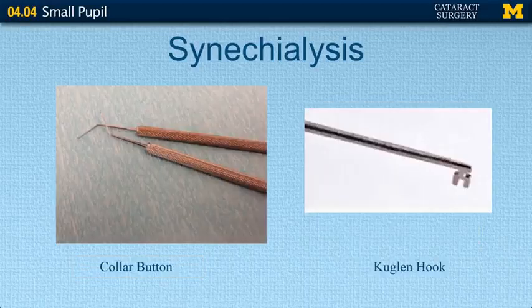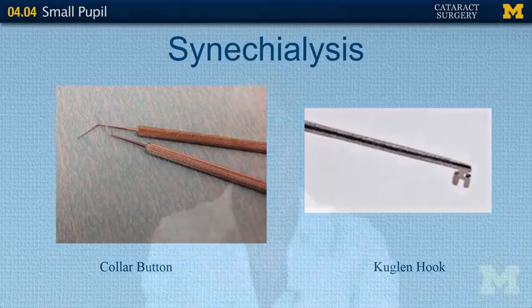Other mechanisms include either using a collar button or a Kuglen hook, and in both of these cases what you're doing is you're stretching the pupil, again kind of finding an area where the iris tissue is not adherent to the lens, and you mechanically stretch the pupil to break the adhesions.